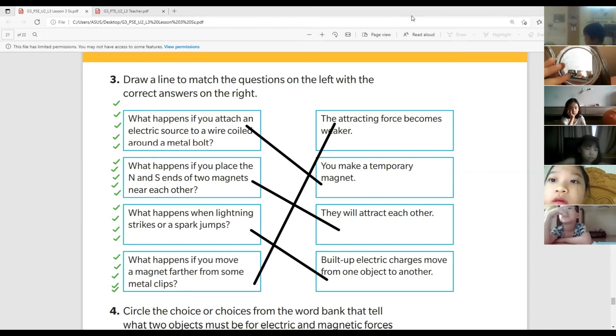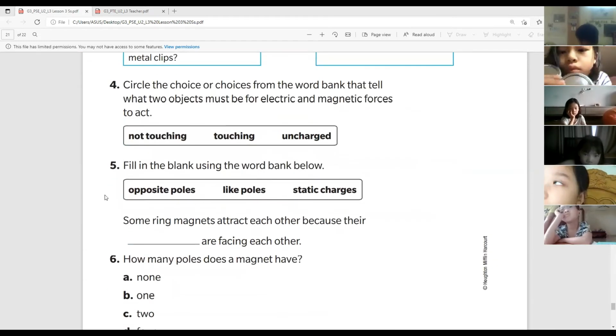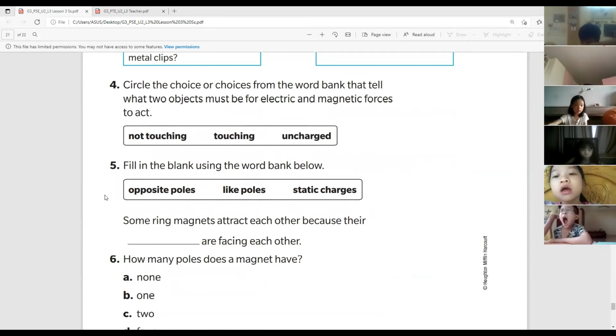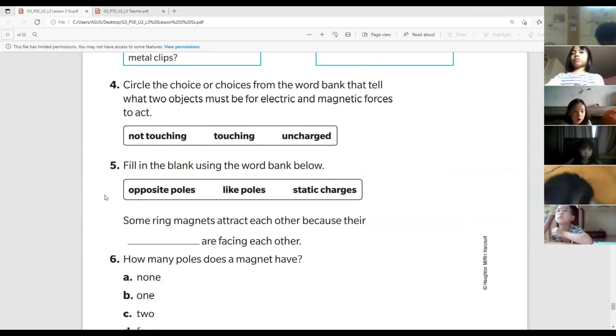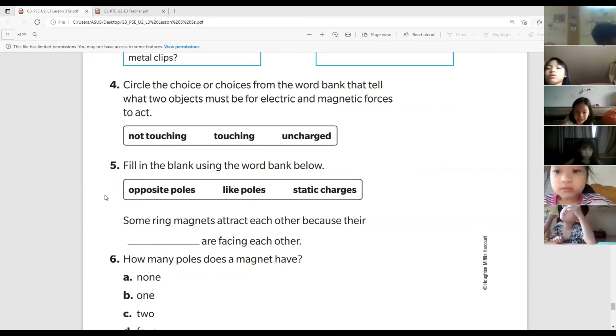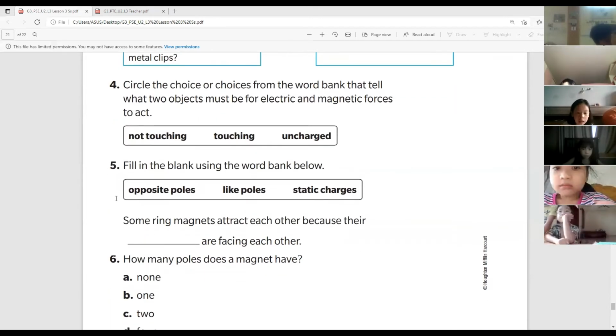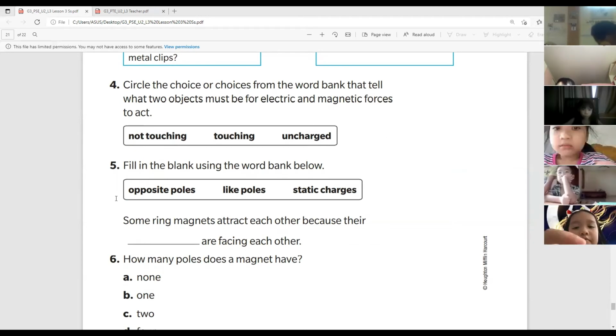Okay, guys, let's keep on going. Number 4. Taylor, can you do number 4 for us? Fill in the blank using the word bank below. Some ring magnets attract each other because the opposite poles are facing each other.